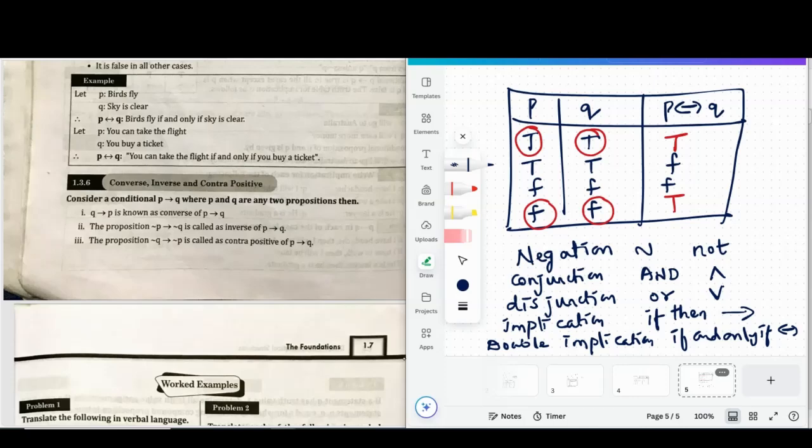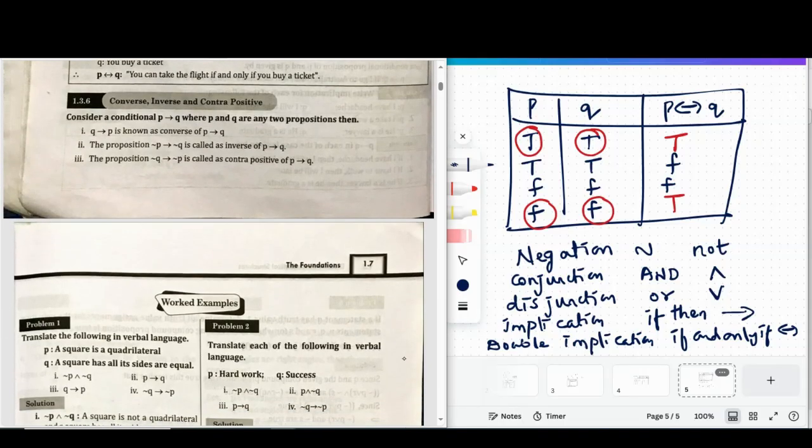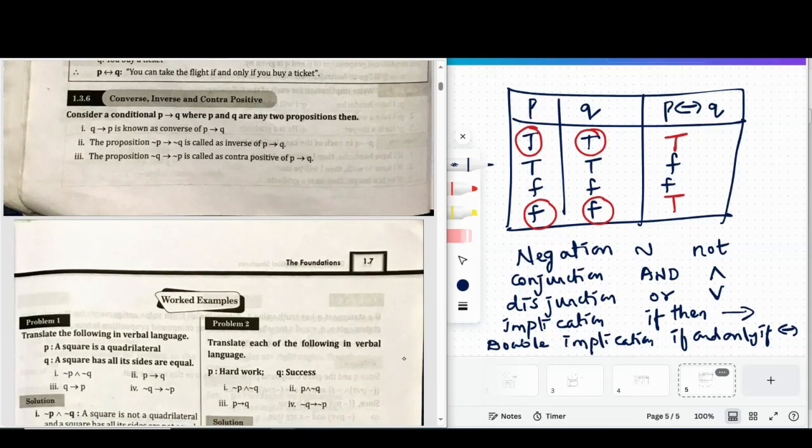So we'll be moving on with the next topic. This is again an important topic, and you will get a question on this. It is converse, inverse, and contrapositive. You'll have one type of question on this in every paper. So what is converse, inverse, and contrapositive? We will be discussing this topic.